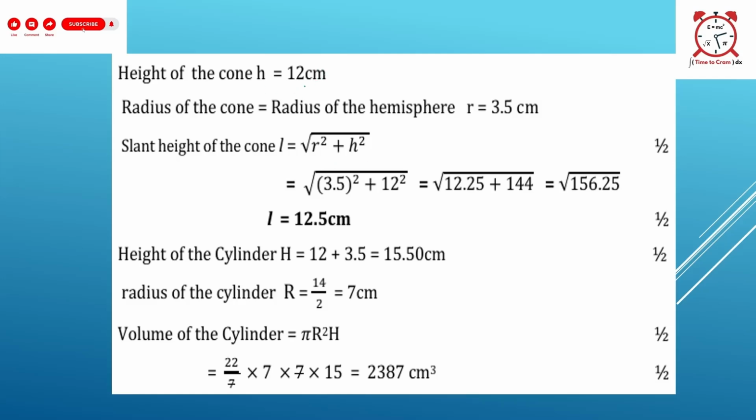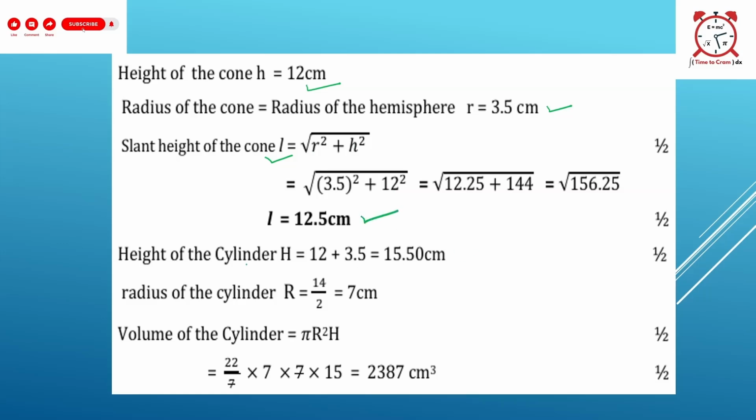Height of the cone is 12 cm. Radius of the cone equal to radius of the hemisphere is equal to 3.5 cm. It is very clear from the diagram. Again we have to find the slant height of the cone, L, that we had discussed in the previous sum. So L equals square root of r square plus h square. So keeping all the values, we will get slant height 12.5 cm.